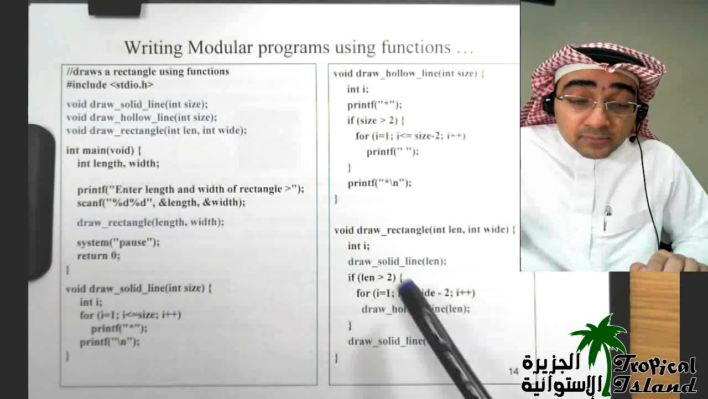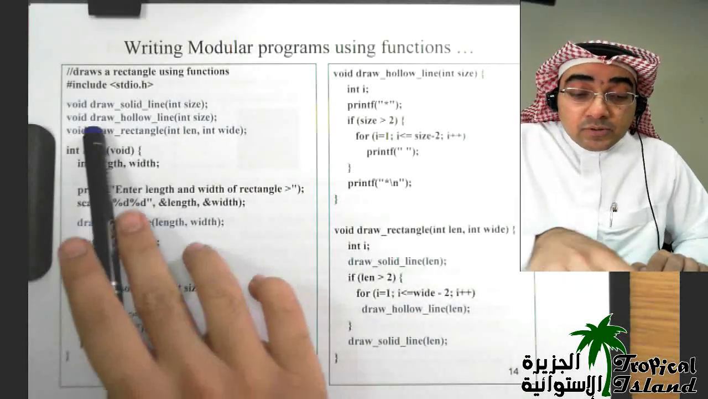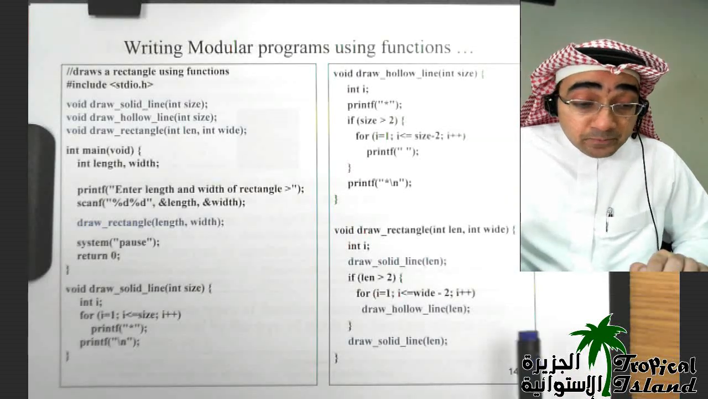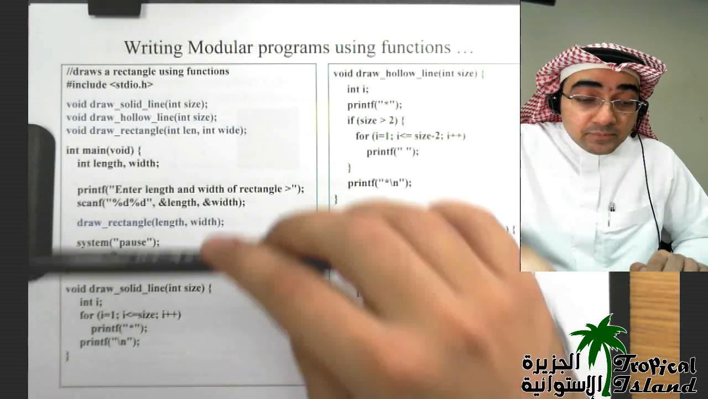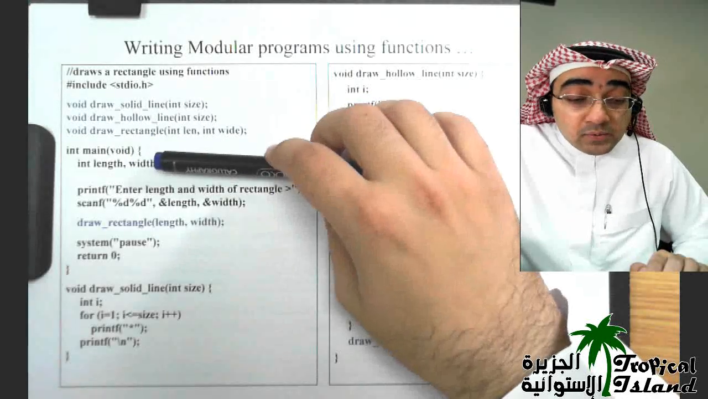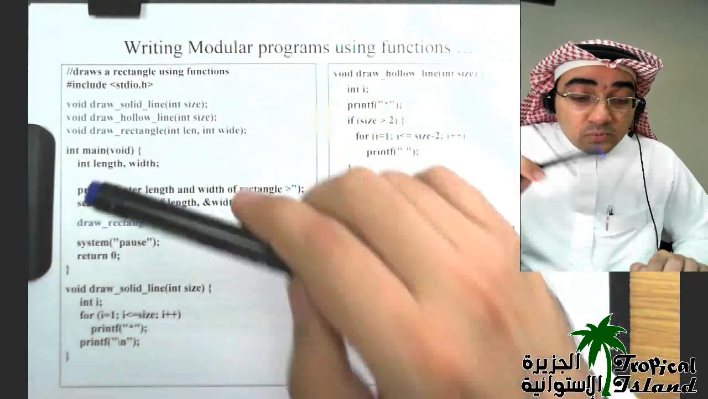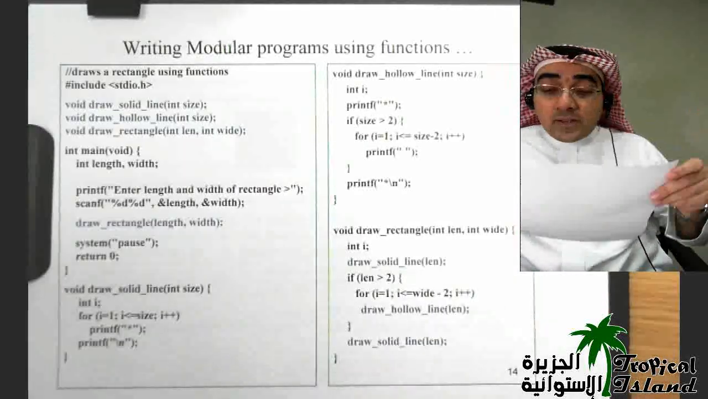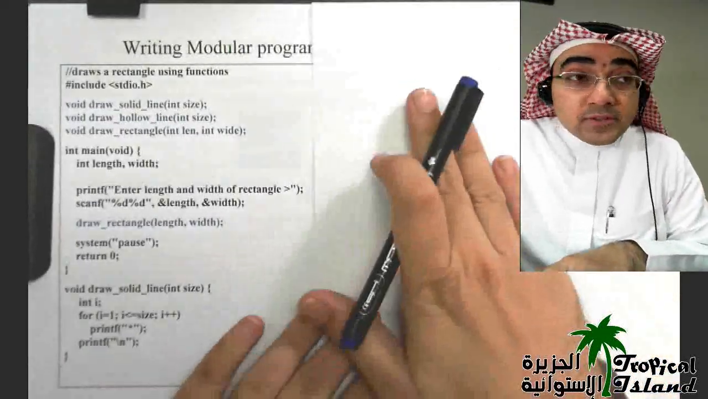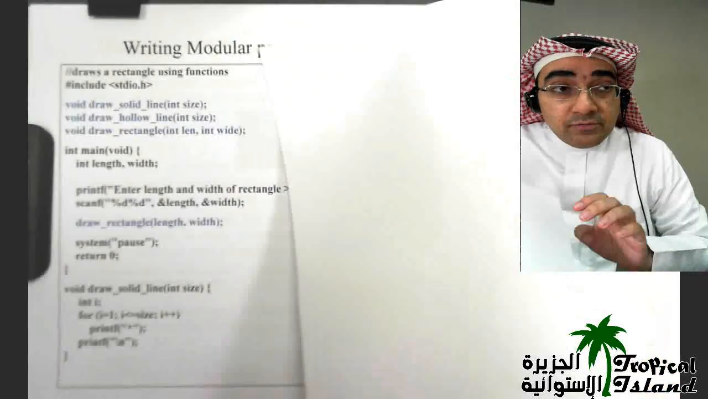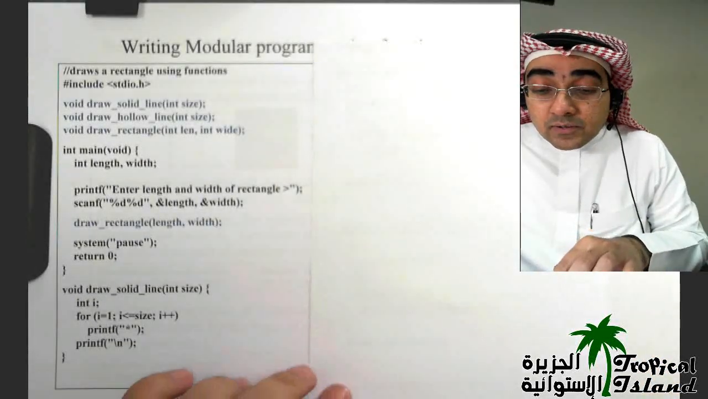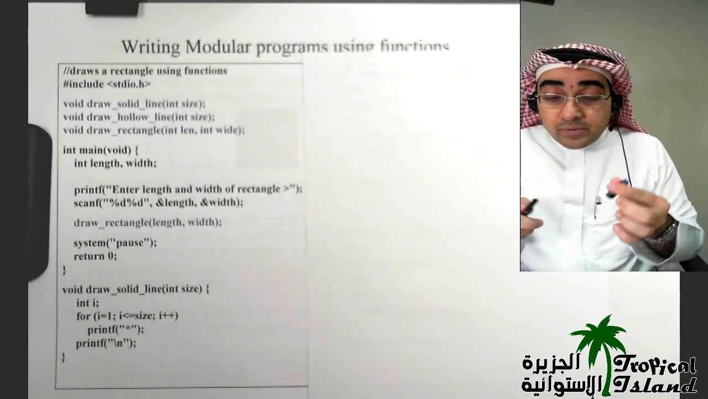Okay, so for draw rectangle, you need the length and the width. But for draw solid line and draw hollow line, you have to only give it the size of the line that you are actually printing. Okay, so let's start our program. This is our main, and when we start our main, we will have integer length and width. To better explain this, I'm going to draw a memory map on this paper. Okay, so I have a different sheet of paper where I'm going to draw the memory map, and I'll be moving it around as I go on into the program.